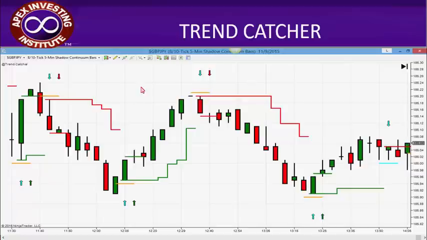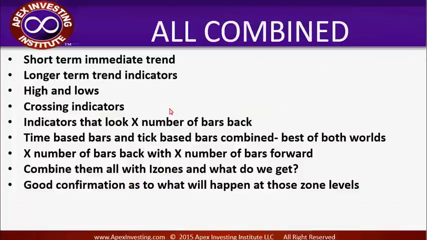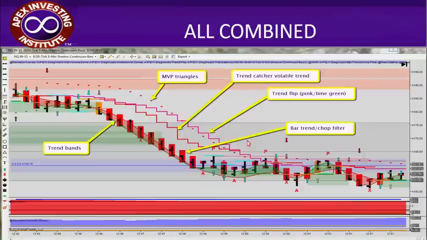So in a nutshell, when you combine all these indicators together, you've got short-term immediate trend indicators, you've got a little longer term, you've got indicators that look at high and low, crossing indicators, indicators that look X number of bars back. We've got bars that are taken into account time-based and tick-based, kind of the best of both worlds. So we're combining all these different things with the zones for a good confirmation of what will happen. So when we put them all together here, and don't worry about some of this stuff on the bottom of the chart, we'll get to that, it kind of makes a little more sense to you.